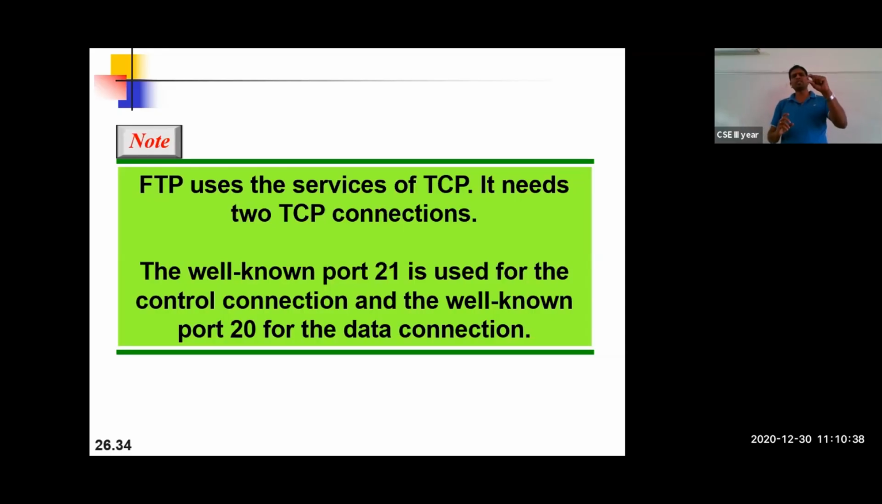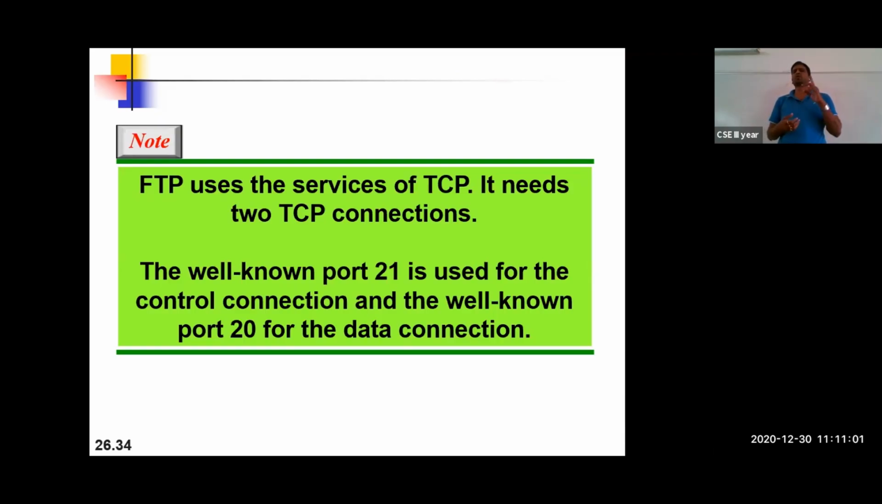Always remember, control is different and data is different. Data is the actual data being transmitted. Control is how to transmit this data, when to transmit this data, the controlling information of this data. So similarly, when file transfer happens, there need to be two connections established between client and server. One is called the control connection. The second one is called the data connection.